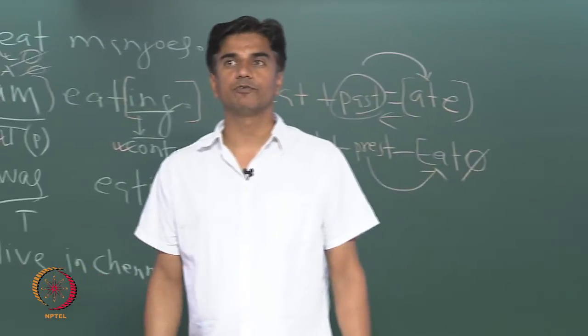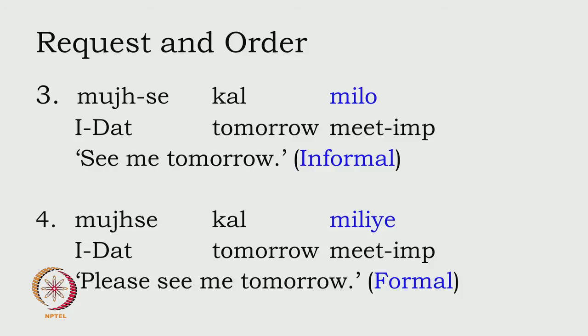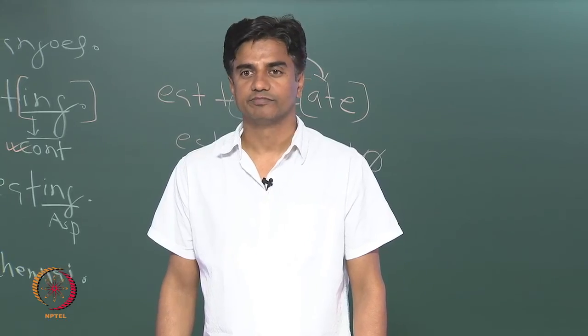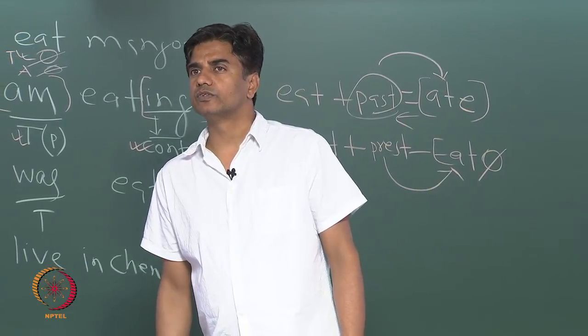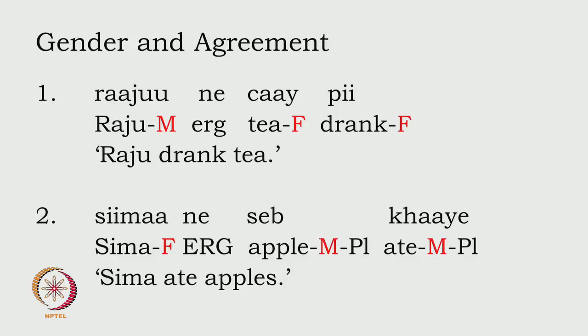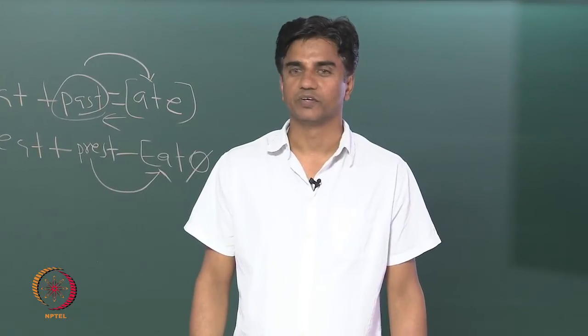Look at 3 and 4 again. Can we use mat in these two sentences? Mujhse mat milo. We can say that. Mujhse mat miliye. We can say that. Right? Sentence 1 and 2. Can we use mat in 1? Raju ne chai mat pi. Seema ne sev mat khaye. Can we say that? No.